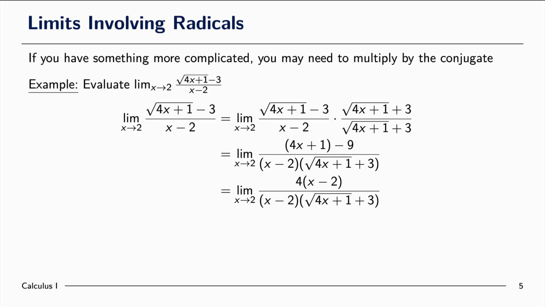We can now see that we can cancel x minus 2 in the numerator and denominator and then directly substitute 2 into the resulting function. So as a result, we get the limit of the function is equal to 2 over 3.